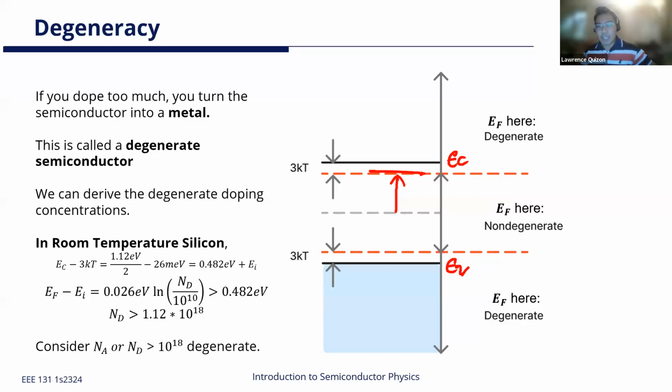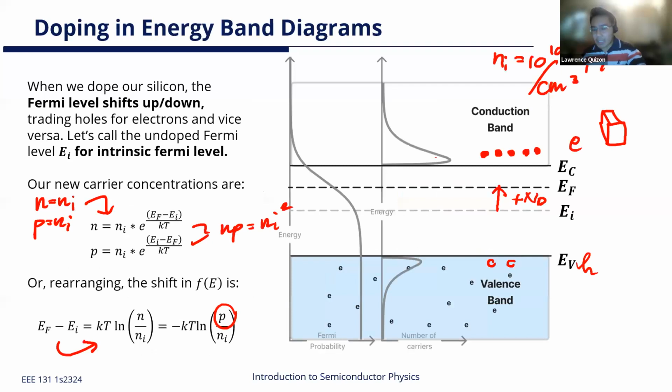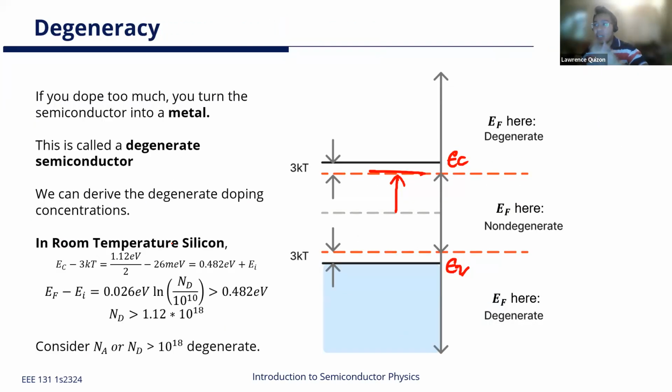I may have defined it as turning it into a metal in this case, but it's more like masisira yung assumptions natin, no? Hindi nagagana yung mga equation na meron tayo. Like these equations in this previous slide, hindi na sila gagana because of degeneracy, no? That's why we don't like it. And Pierre says na it's if yung EF mo is within 3 kT na of the conduction band. Now, we can derive this, no?